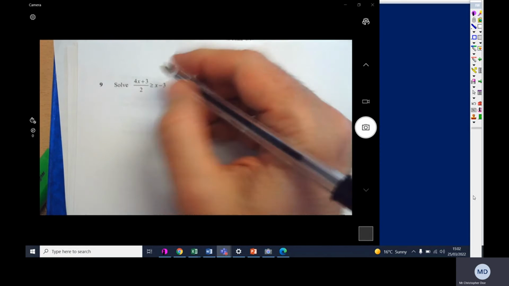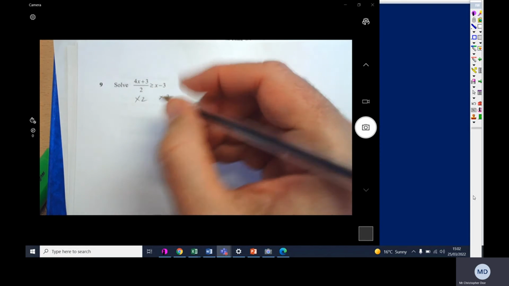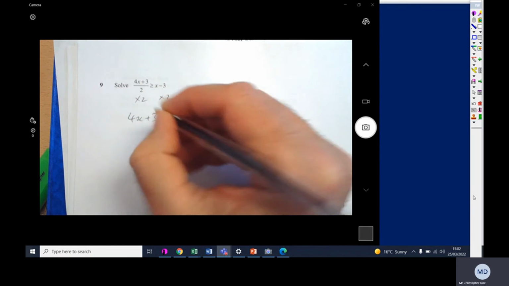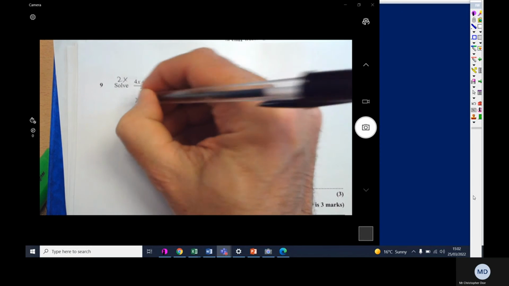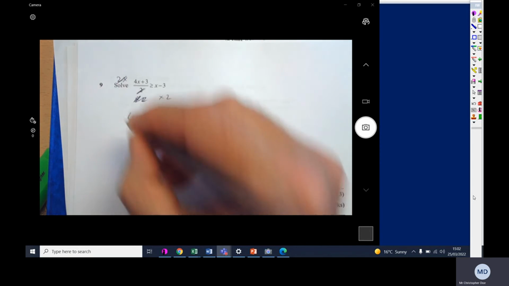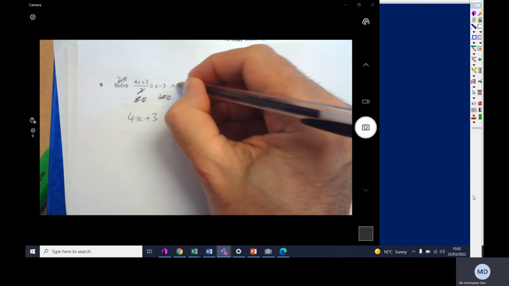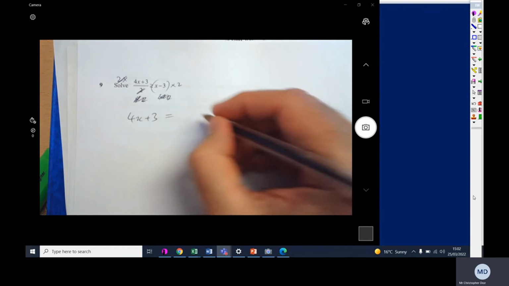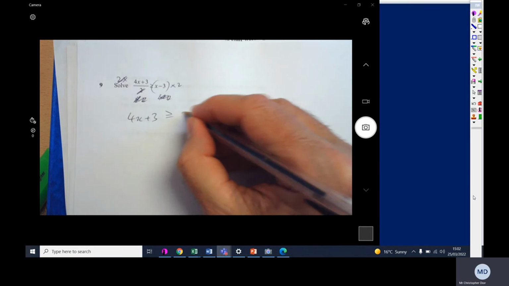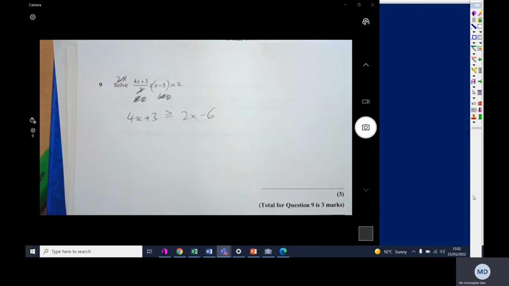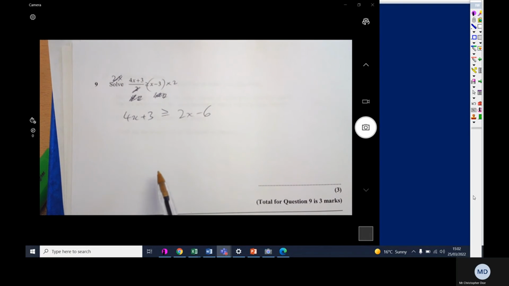We don't want a fraction here, so we're timesing both sides by 2. So I'm going to get 4x plus 3. When I times by 2, I'm just cancelling the 2 at the bottom. I don't double anything on the top. The 2 cancels with the 2. And over here, I'm doubling everything. So I get 2x minus 6. So there's a mark for doubling, getting something like that.